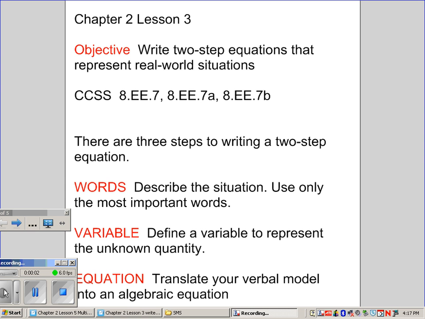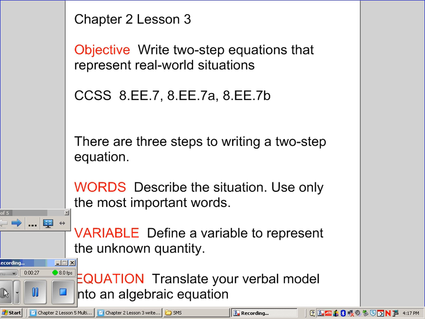Okay, welcome to Chapter 2, Lesson 3. Your learning target or objective for this lesson is to write two-step equations that represent real-world situations. Okay, we're going to take a look that there are three steps to writing a two-step equation. First, you're going to look at the words that describe the situation. Use only the most important words in the problem.